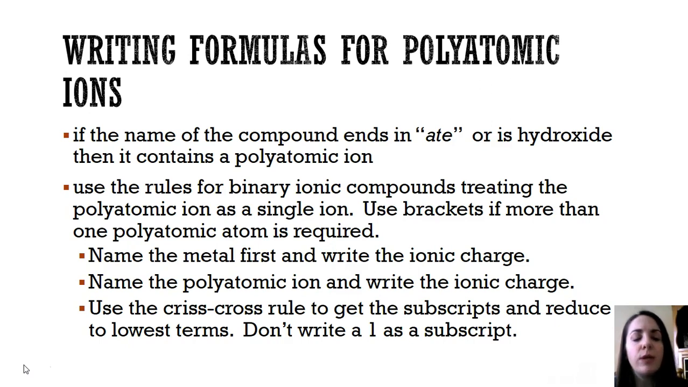So to name it, we name the metal first. To write the formula, we put the metal first, the symbol, and write the ionic charge over it. We put the formula for the polyatomic ion second and write the ionic charge over it. Then we can use our crisscross rule so that we can get the subscripts that are needed, so the number of atoms of each, and we'll reduce it to lowest terms. We still follow the same rule where we don't write 1 as a subscript.